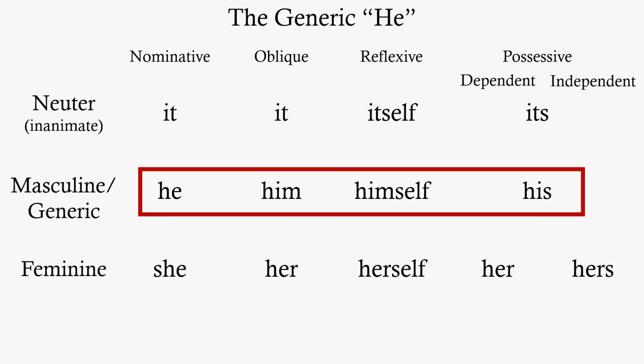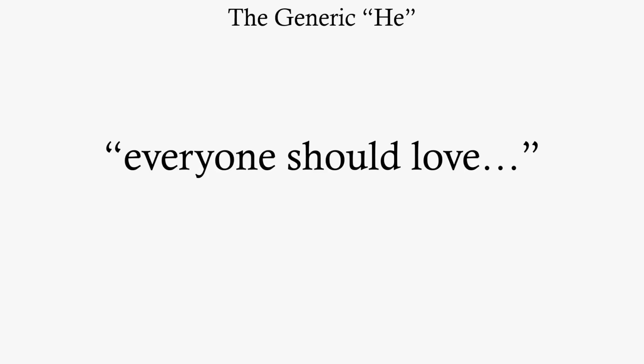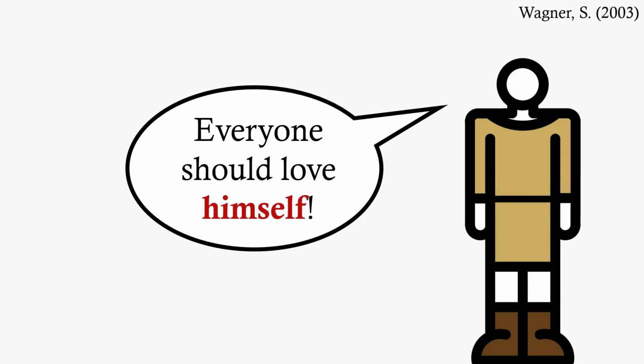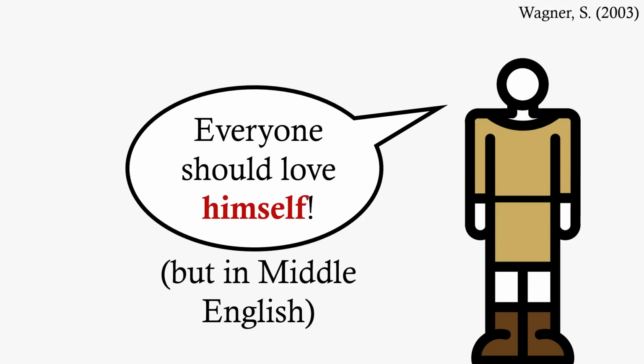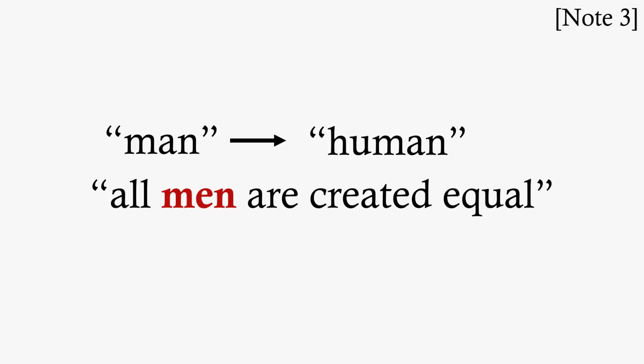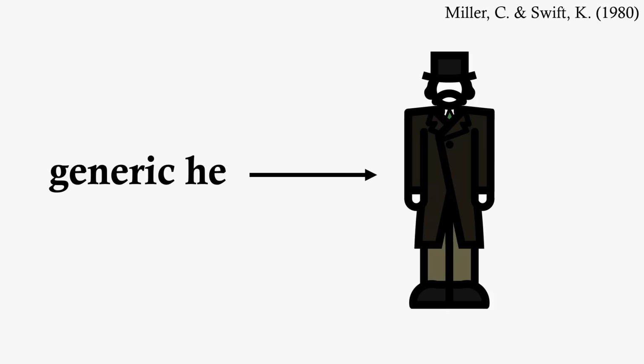The generic he is the use of the masculine pronouns he, him, and his, where the gender of the referent is unknown. Like in the sentence, everybody should love himself. There's a big debate about whether this use was invented in the 1700s, but I personally think it's likelier that this use of he was around since Middle English, existing alongside the singular they. Remember, this he is generic, but it's not epicene. This is fairly similar to the use of man as a stand-in for human, like in all men are created equal. But a generic he still conjures up the image of a man when you read it. It suggests that the default human is a male one.